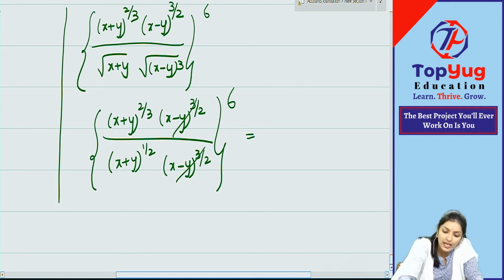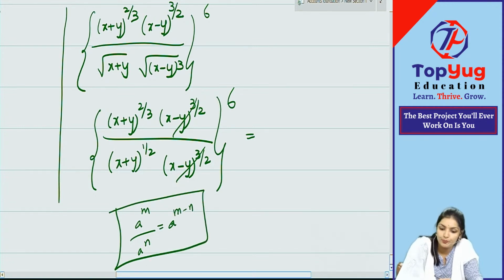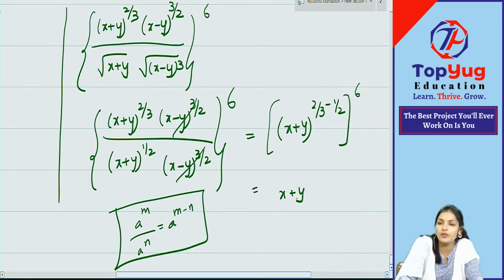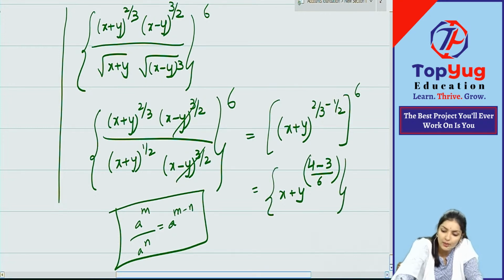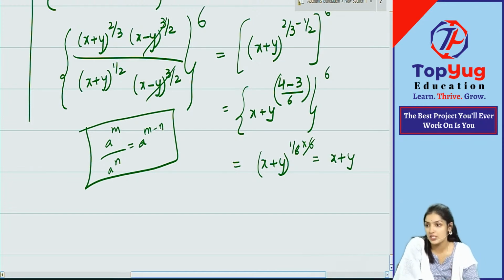And now can I write this as a to the power m by a to the power n as a to the power m minus n being my formula? So (x plus y) to the power 2 by 3 minus 1 by 2, whole to the power 6. So this would be, with LCM if I do, 4 minus 3 by 6. I have taken an LCM. Am I clear? And then the answer would be (x plus y) to the power 1 by 6 into 6. 6 cancels, answer is x plus y, which is your option C.